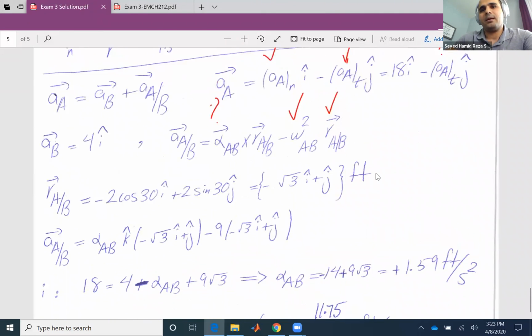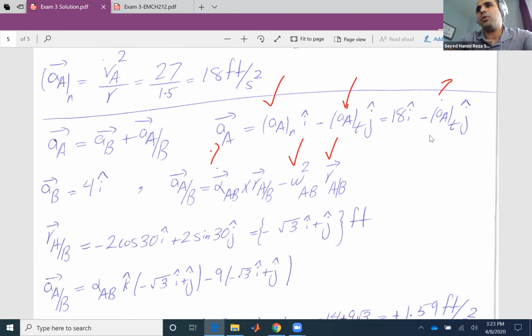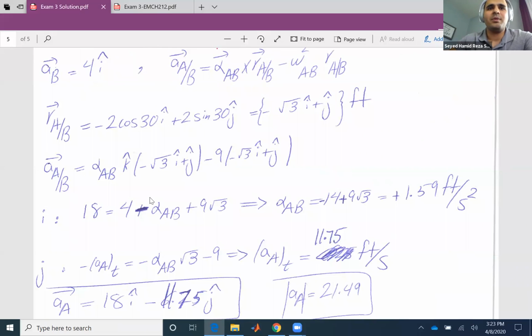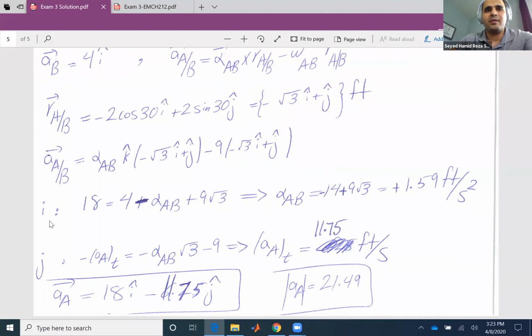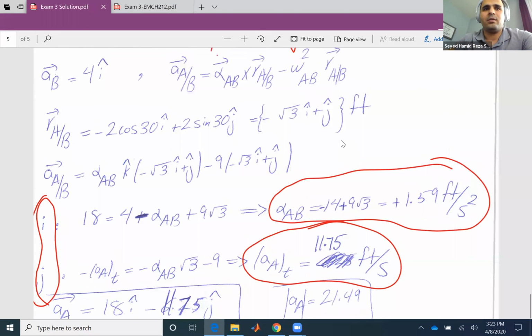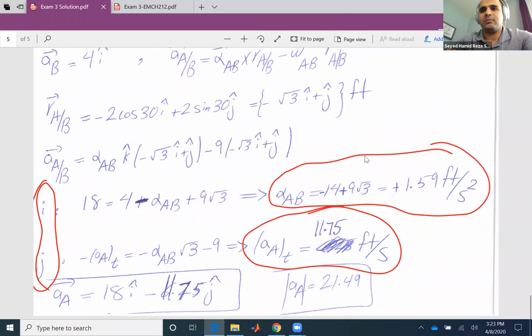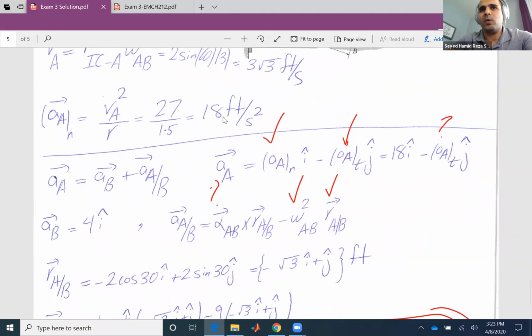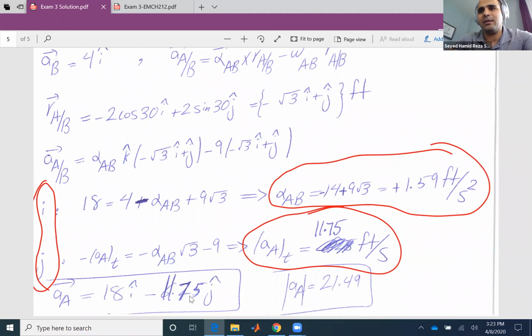AAB has the radial component and also the tangential component. So we found the radial component already. So alpha AB cross RAB. Replacing it with I and J components, we find the two unknowns. This was one of the unknowns, and this is the other unknown, based on our I and J components. Because we have one unknown 1175, we find one, and then we found 118 here. If you want to find a magnitude, 18, 1175, we can find to be 2149. So we found the acceleration for point A.